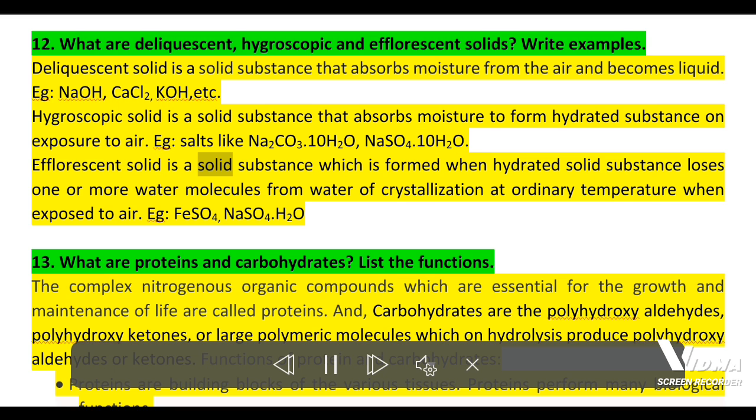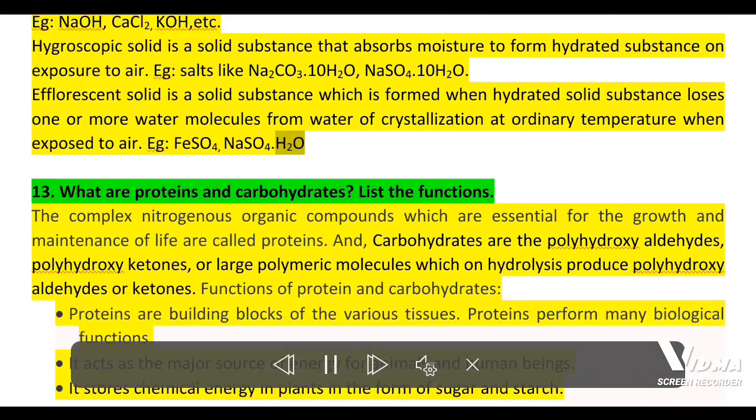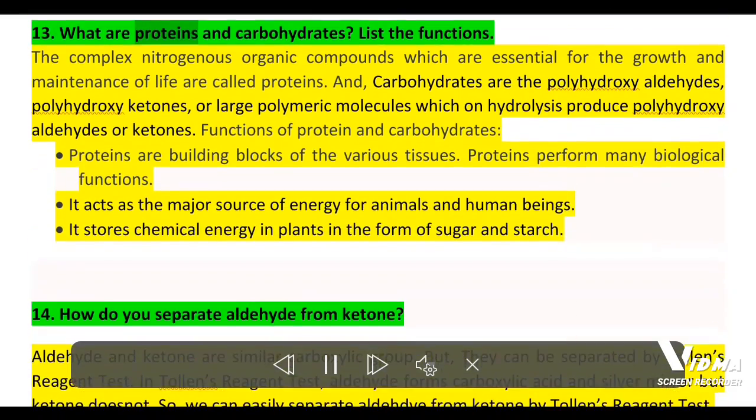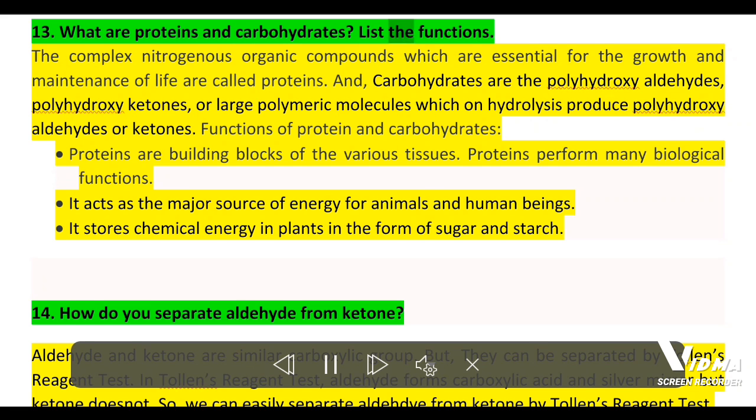Efflorescent solid is a hydrated solid substance which loses one or more water molecules of water of crystallization at ordinary temperature when exposed to air. E.g. FeSO4, Na2SO4·H2O. 13. What are proteins and carbohydrates? List the functions.